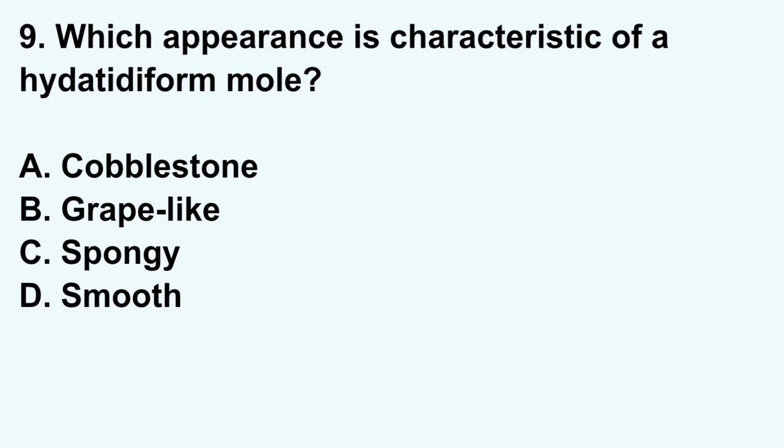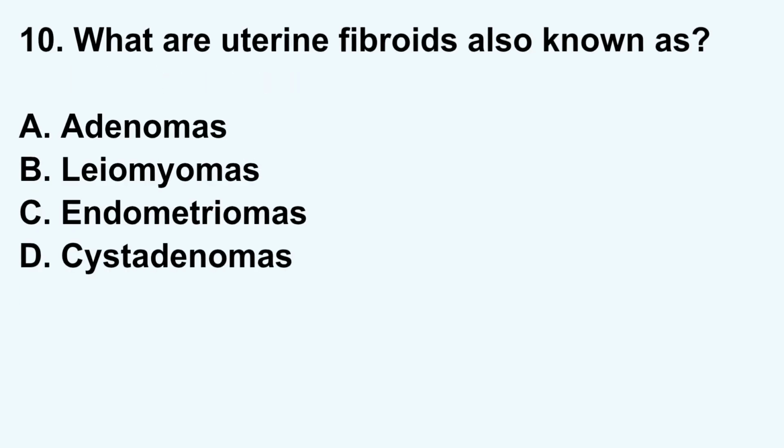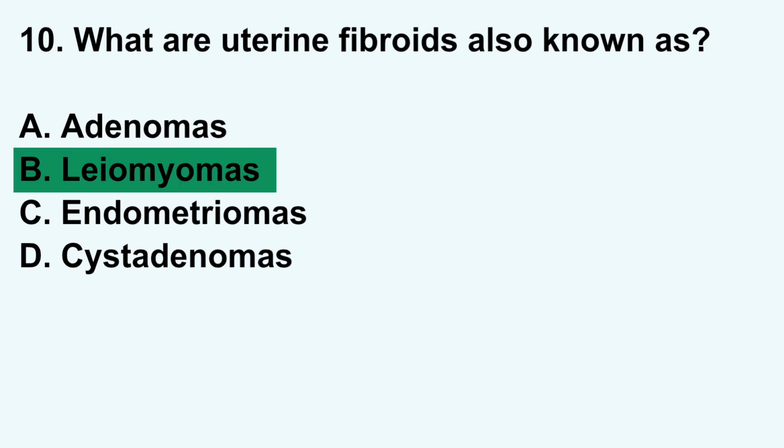Which appearance is characteristic of a hydatidiform mole? A. Cobblestone. B. Grape-like. C. Spongy. D. Smooth. Correct answer, B. Grape-like. What are uterine fibroids also known as? A. Adenomas. B. Leiomyomas. C. Endometriomas. D. Cystadenomas. Correct answer, B.